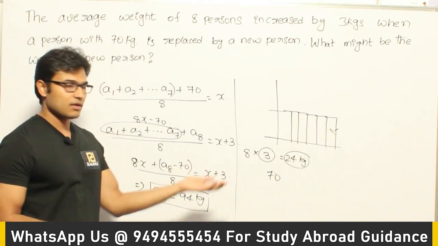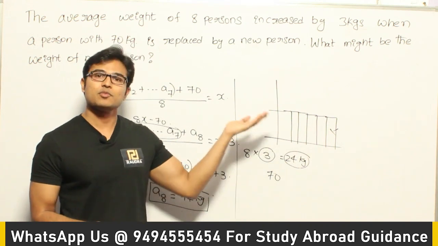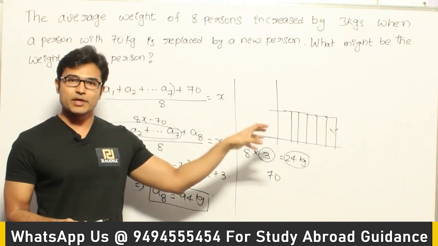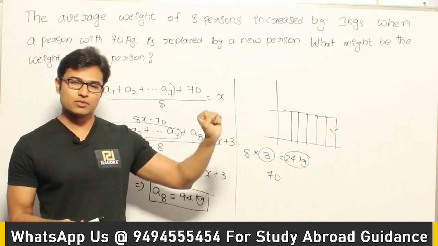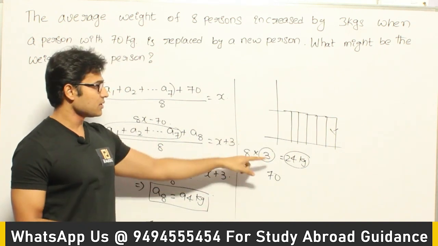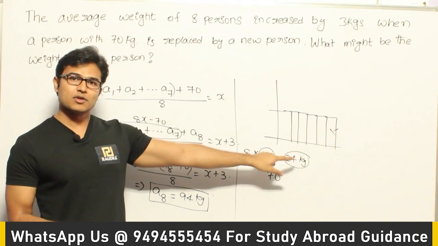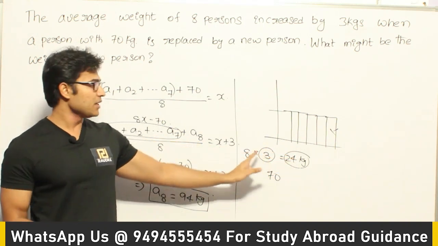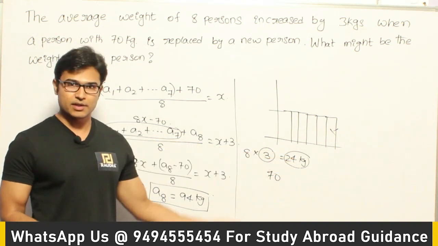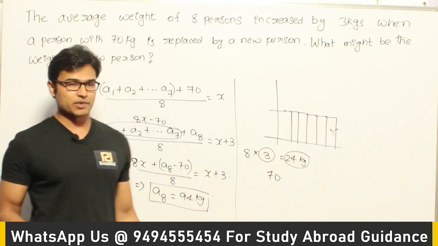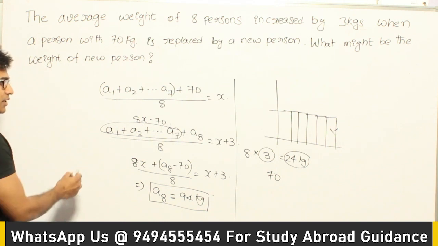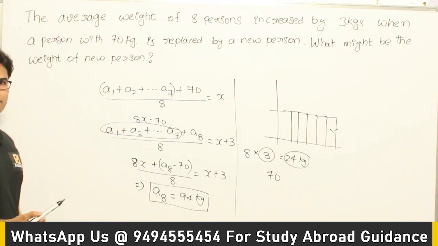Are you getting this? When we are increasing the average, how is it possible? Only when we add more weight to the group. How did we add more weight to the group? By replacing him with the new member, right? Now what is that new weight added? That is equal to 8 into 3. Why 8 into 3? Because the average is increased by 3 and there are 8 people. That is why 24 is added. How did we get it? Because of the new person. That is why it is 94. 70 plus 24 is 94.